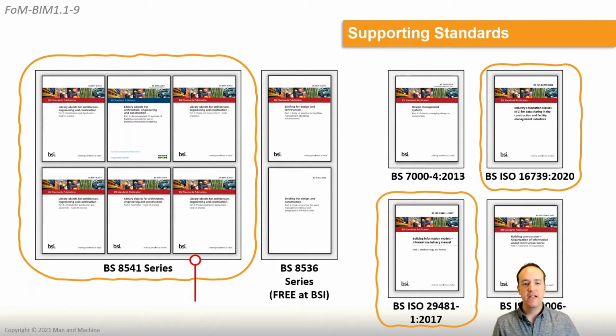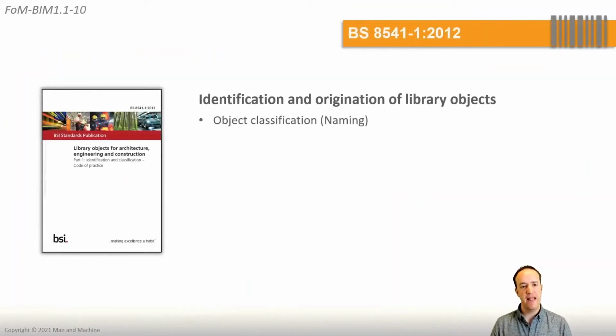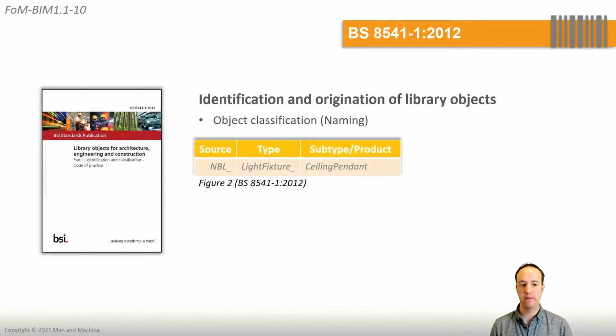If we take a few seconds just to talk about the 8541 series, as they're typically the most important ones, just to note it's being replaced with an ISO, no release date yet, but keep that in mind. We generally have a few different parts, and I'm only going to talk about a few of these. Part 1 is for naming. In BS 8541 Part 1, it focuses on how we name components. If you're supplying a BIM object to one of your clients, you need to name that object aligning to this document, full stop, the end. That's what you need to be doing, unless it's specified otherwise within your contractual documentation.